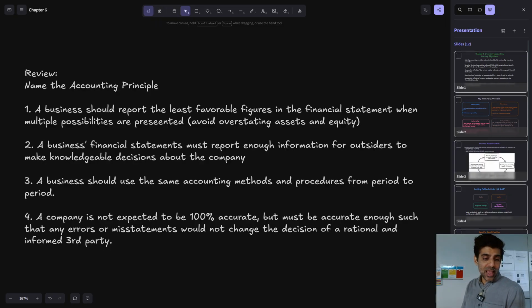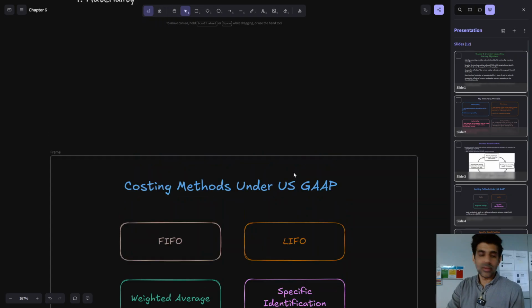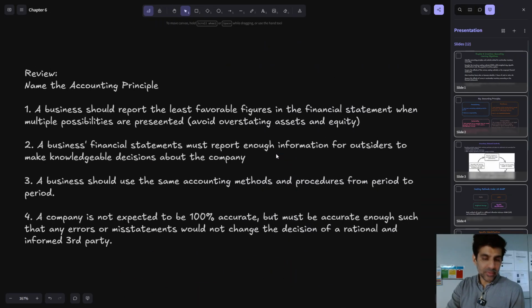Okay, a business should use the same accounting methods and procedures from period to period. Yeah, Scott. Consistency principle. Good. And then a company is not expected to be 100% accurate, but must be accurate enough such that any errors or misstatements would not change the decision of a rational and informed third party. That is materiality, right? Again, you're not expected to be perfect, but you should be materially accurate, right? Everyone good with that? The second one was disclosure principle.